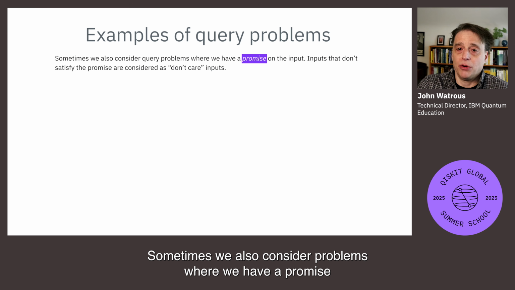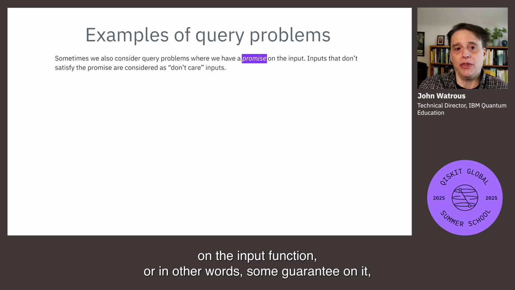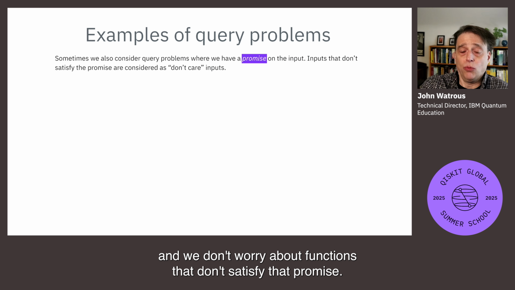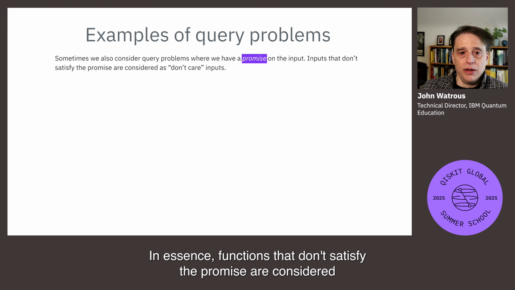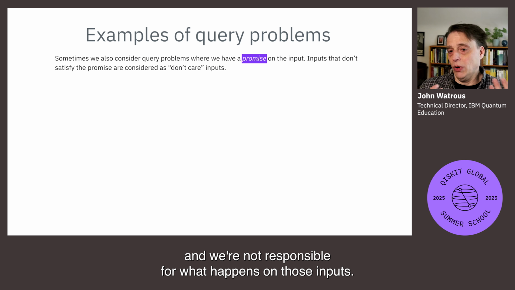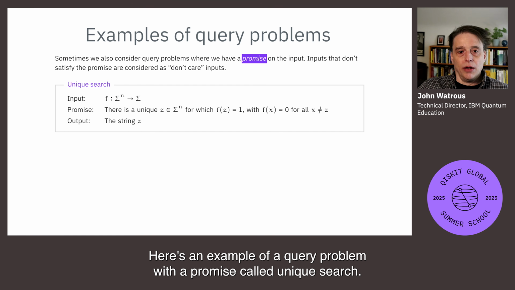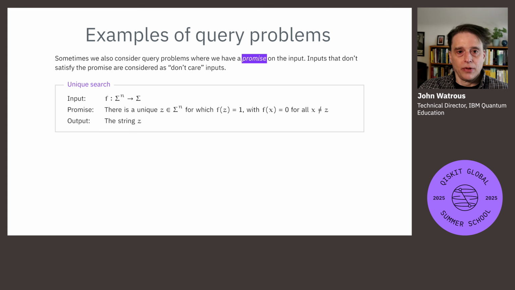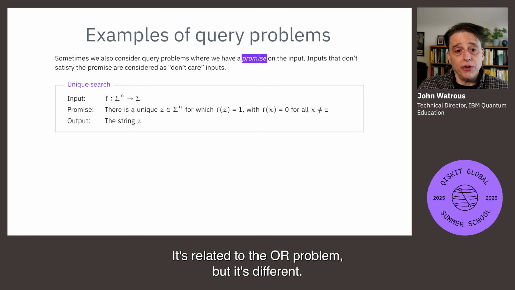Sometimes we also consider problems where we have a promise on the input function, or in other words, some guarantee on it, and we don't worry about functions that don't satisfy that promise. In essence, functions that don't satisfy the promise are considered as don't care inputs, and we're not responsible for what happens on those inputs. Here's an example of a query problem with a promise called unique search. It's related to the OR problem, but it's different.